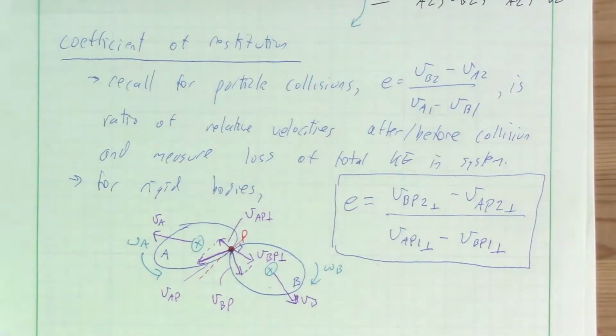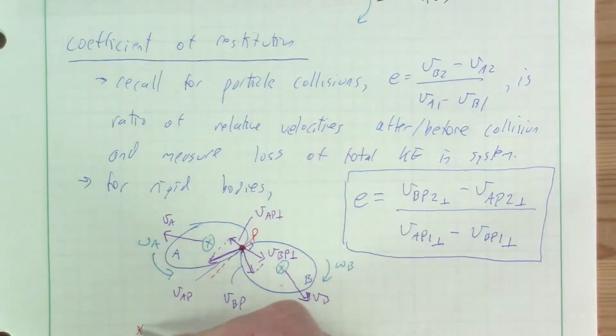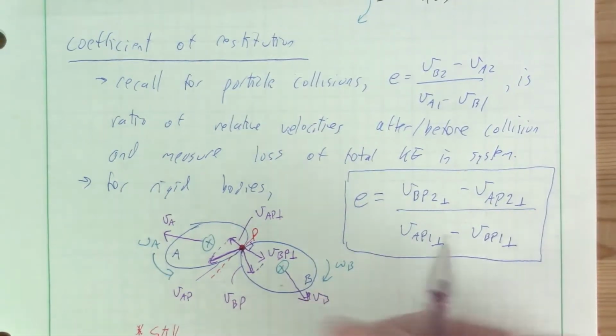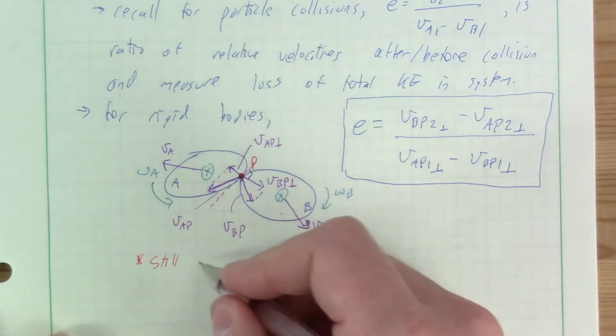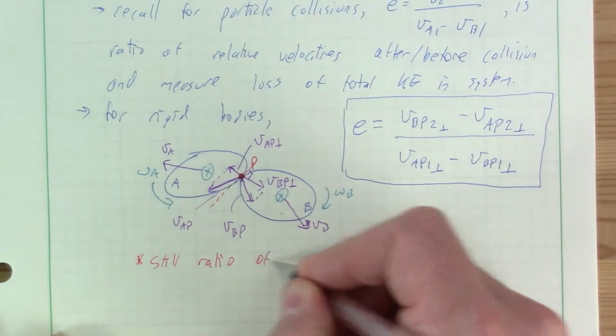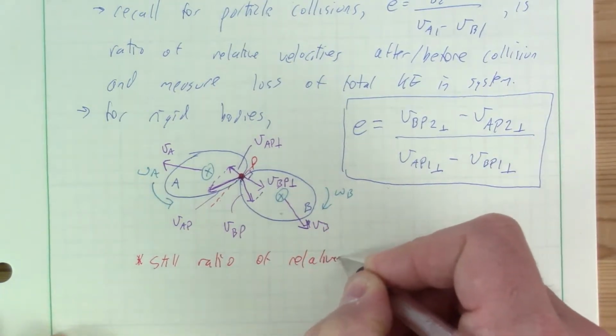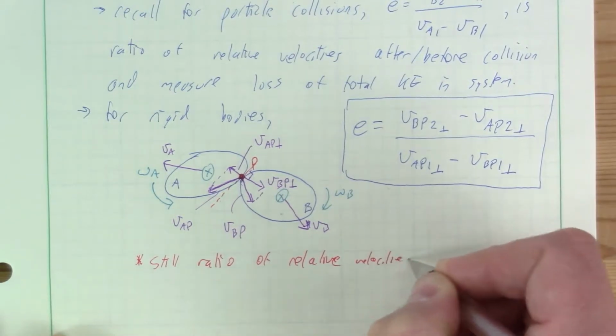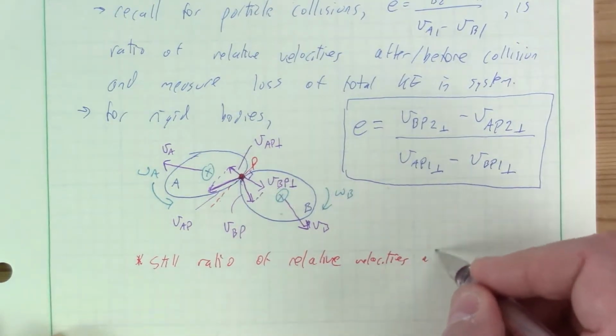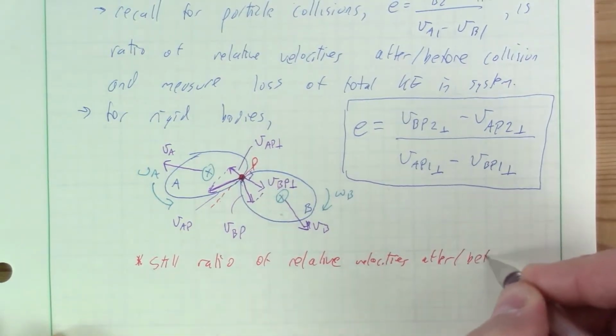Oh, that's ugly. Regardless, this is still a ratio of relative velocities. So our interpretation doesn't change. It's still a ratio of relative velocities after to before the collision.